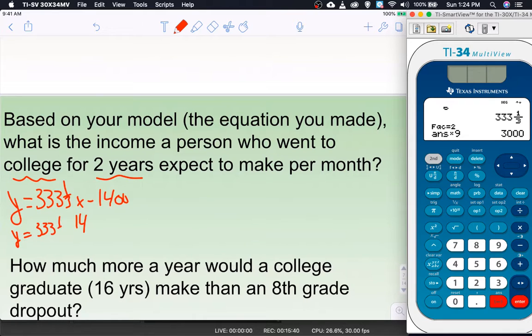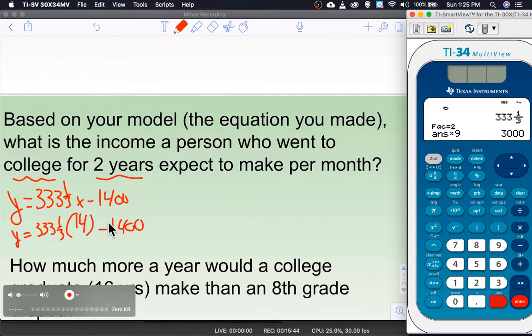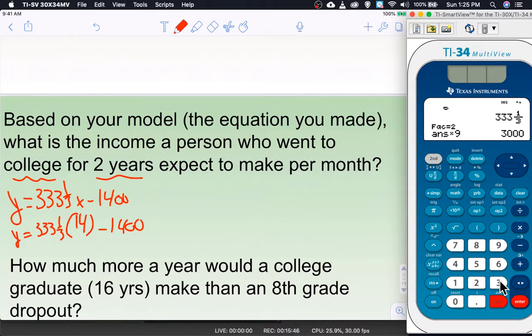And now this problem just became punching buttons on a calculator. We did the problem solving, we did the thinking, now it's punching buttons. So 333 and 1/3 times 14 minus 1400 equals, I would expect that person to make about 3,266.6 repeated dollars per month.